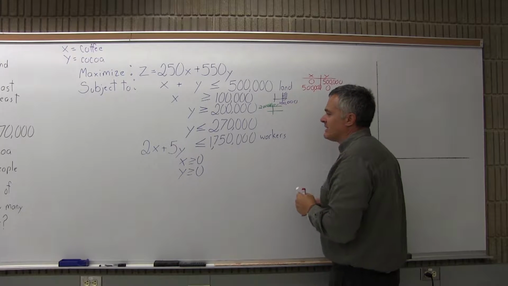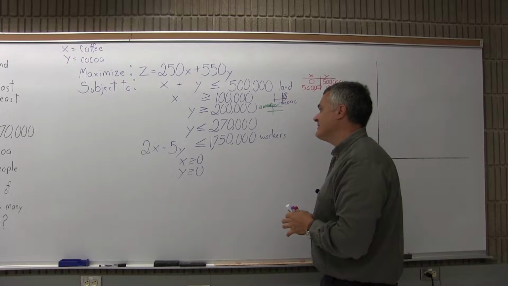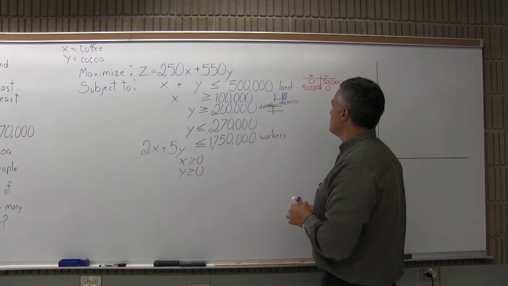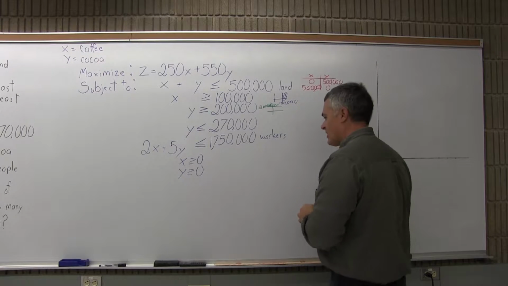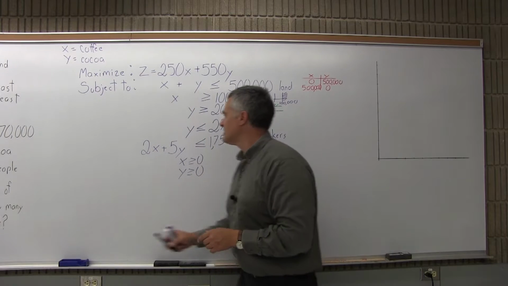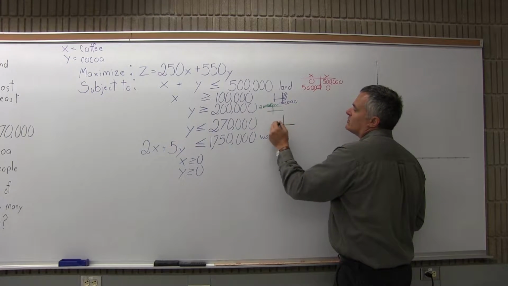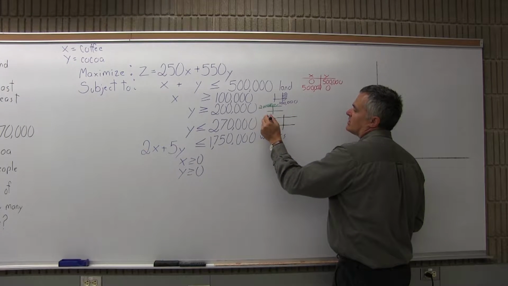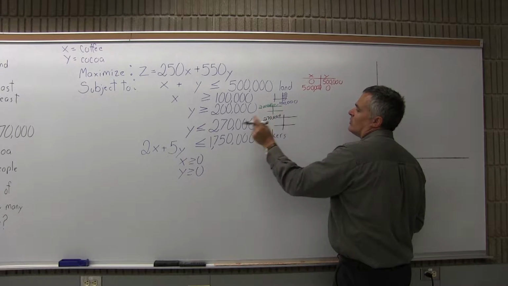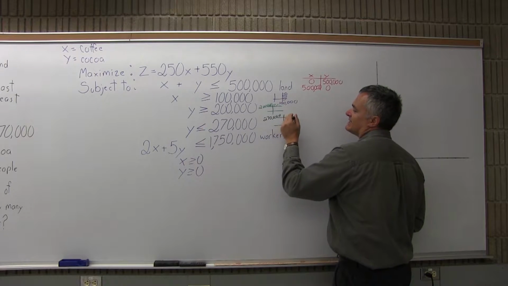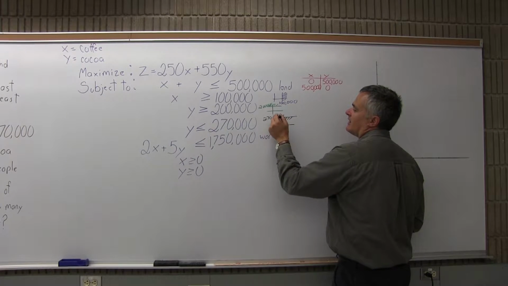And then y is less than or equal to 270,000. So I don't know if I have enough colors to do each one in a different color. Let's make this one black. So think of y equals 270,000. It's a horizontal line at a height of 270,000. And you want the stuff that's less than, so you'd shade under that line.